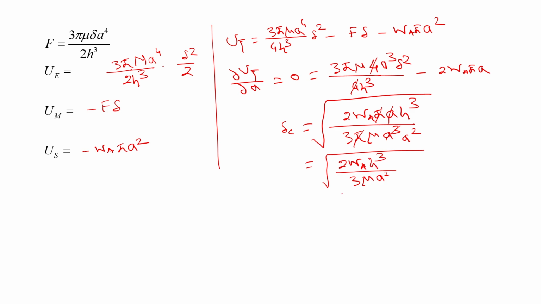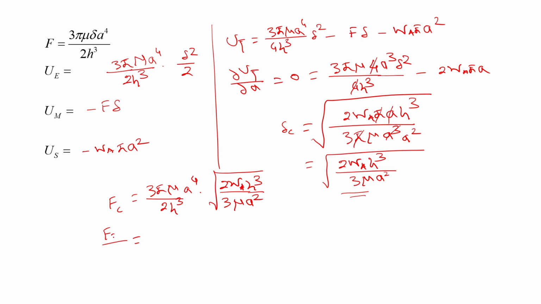So, now I substitute this expression for delta_c into the expression for F. So, that is the critical load. That will be 3 pi mu by 2 h cube into a to the power 4 into delta. So, delta is the square root of 2 W_a, and this is h cube by 3 mu a square. Here let me take everything inside. So, let us say that F_c by pi a square, so pi a square.